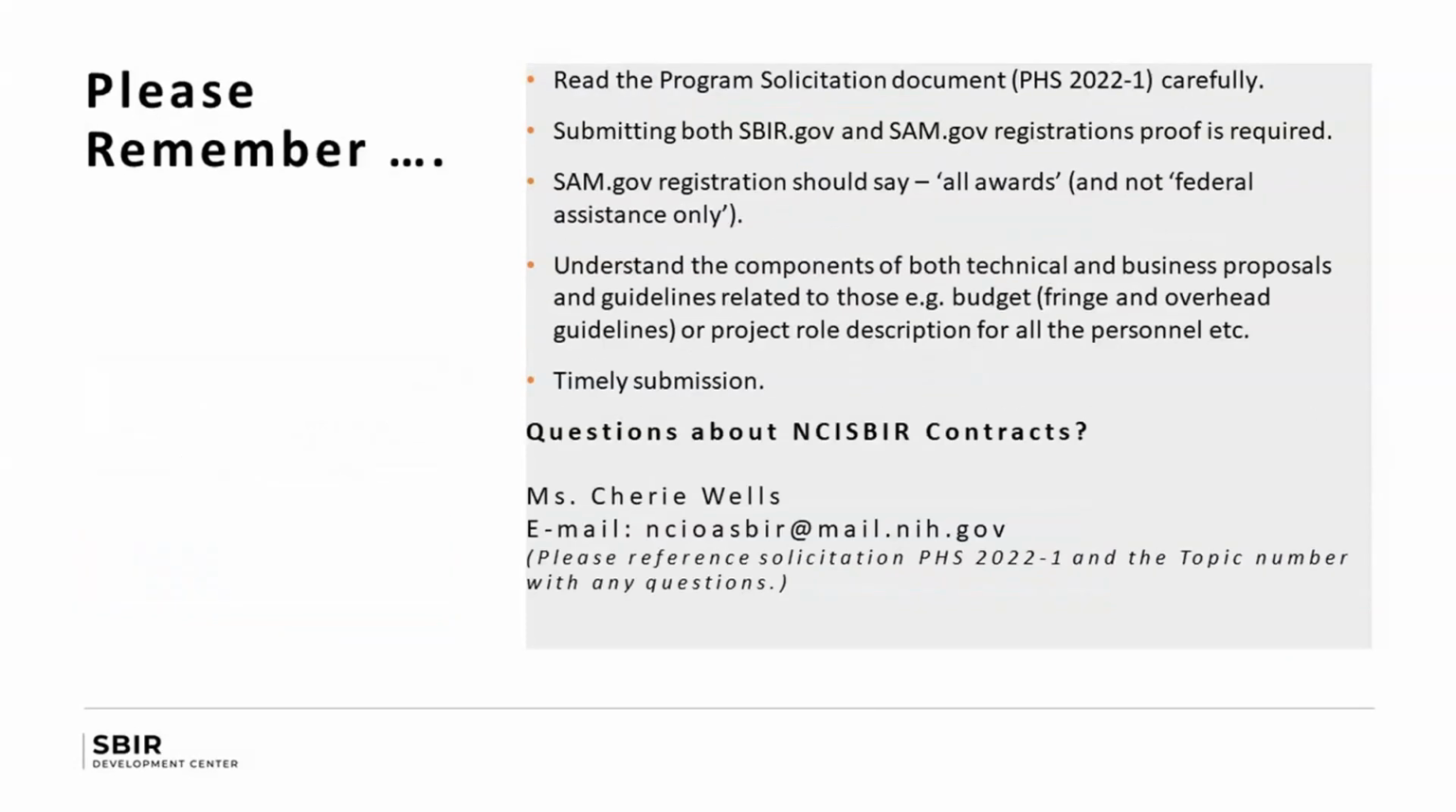Finally, this is my final slide, and please do remember: read the program solicitation document carefully, submit your proposal on time, and submit all the required registration proofs. If you have any question, contact the OA at ncioasbir@mail.nih.gov. And when you're writing the proposal, do understand the components of both technical and business proposals and the guidelines related to those, for example, budget, fringe and overhead guidelines. And I think our next speaker is going to talk a little more about that.